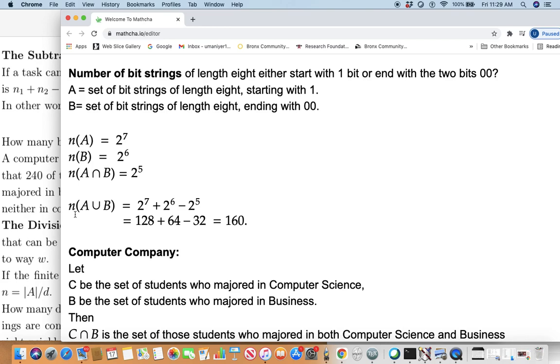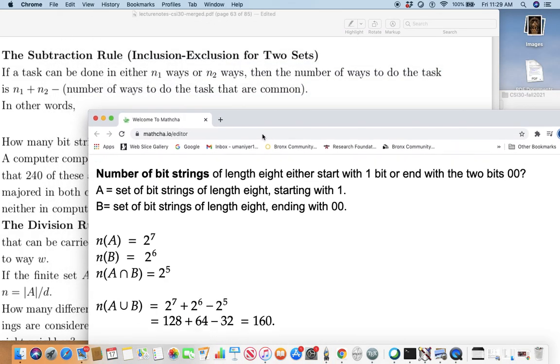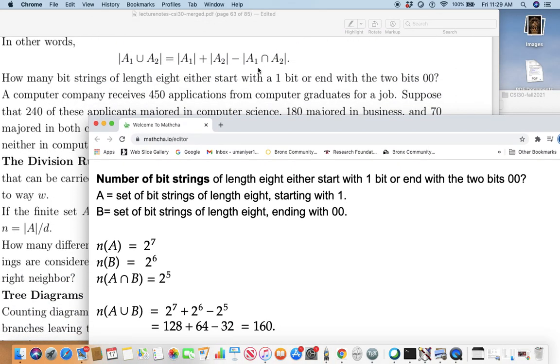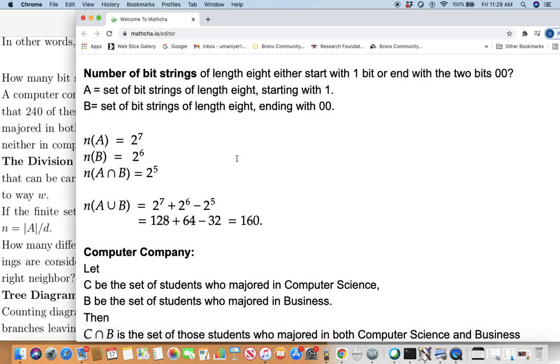In other words, the number of bit strings which start with 1 or end in 0, 0, you see, is the number of A union B, which is 2 to the 7th plus 2 to the 6th minus 2 to the 5th. This is by the subtraction rule. Okay. So assuming my calculation is all correct, it's 160.